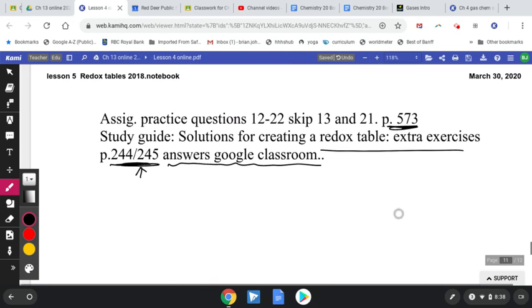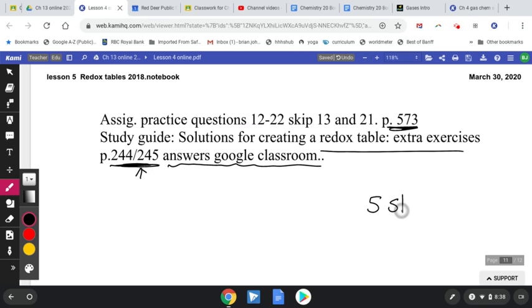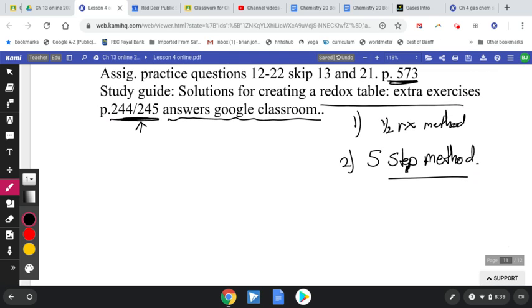And when I see you tomorrow, we will be doing the 5-step. And I know that sounds like it's a dance move, but it's actually not quite as exciting. So it's another way to balance redox reactions. We have mastered the half reaction method, and that's number 1. And then tomorrow we learn number 2, and then you can balance redox reactions with 2 different strategies.